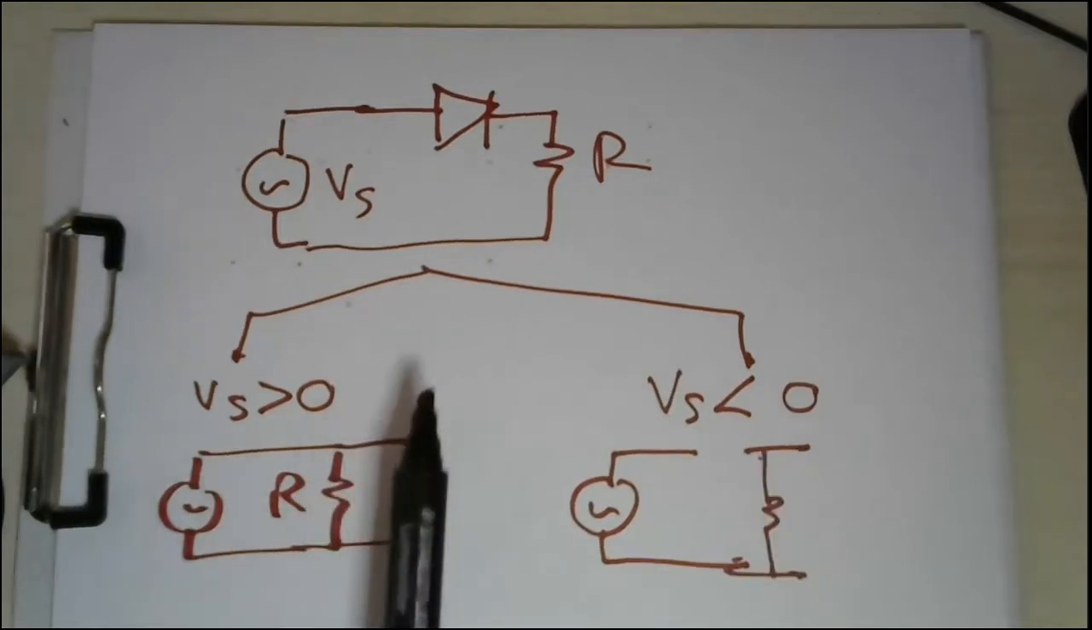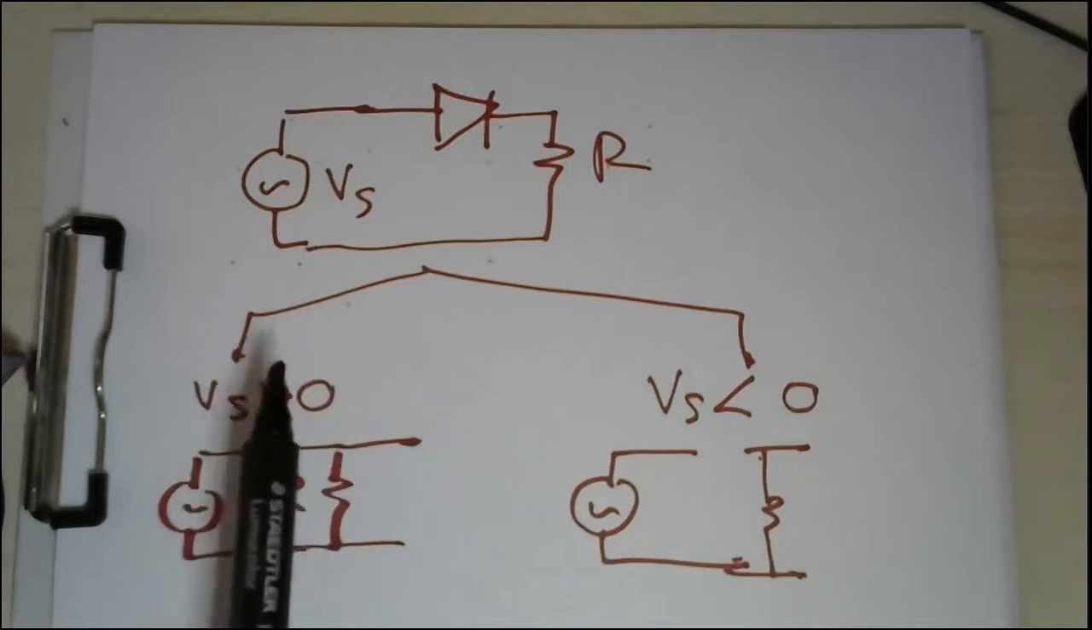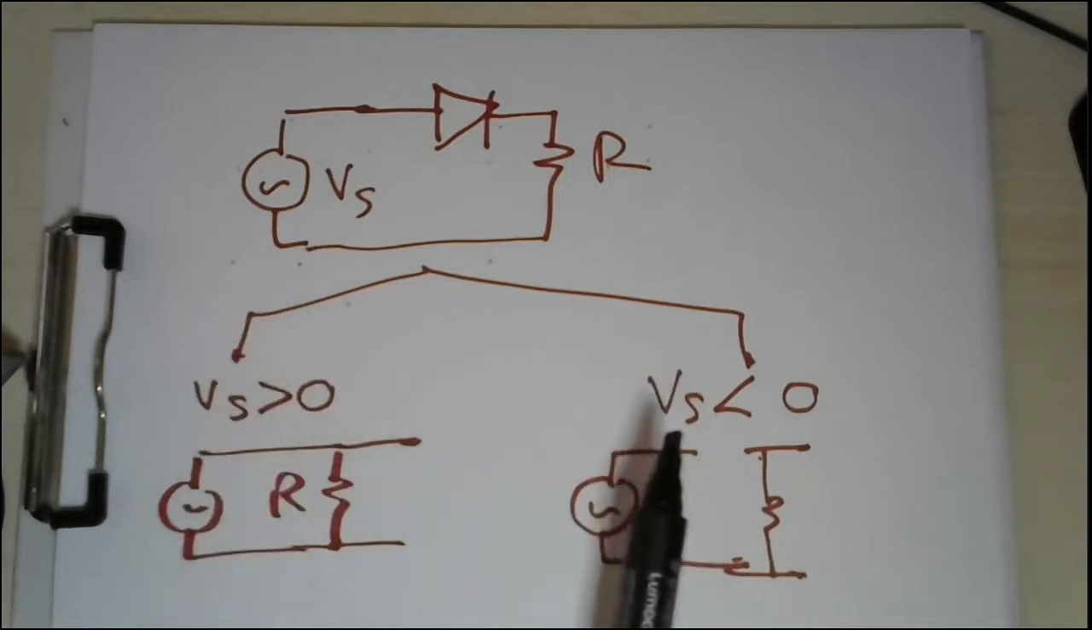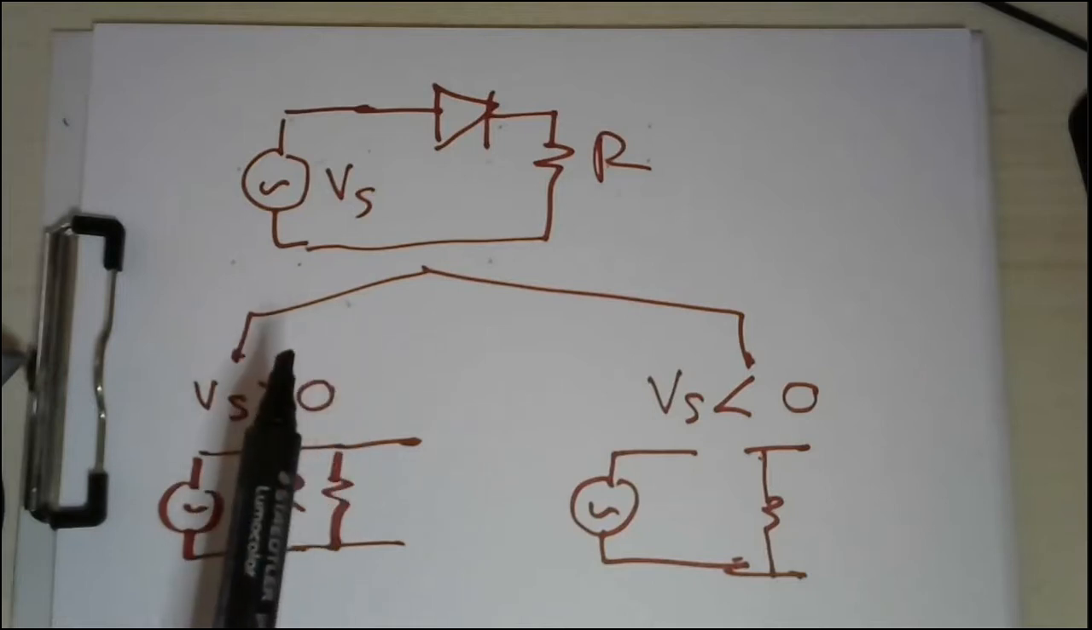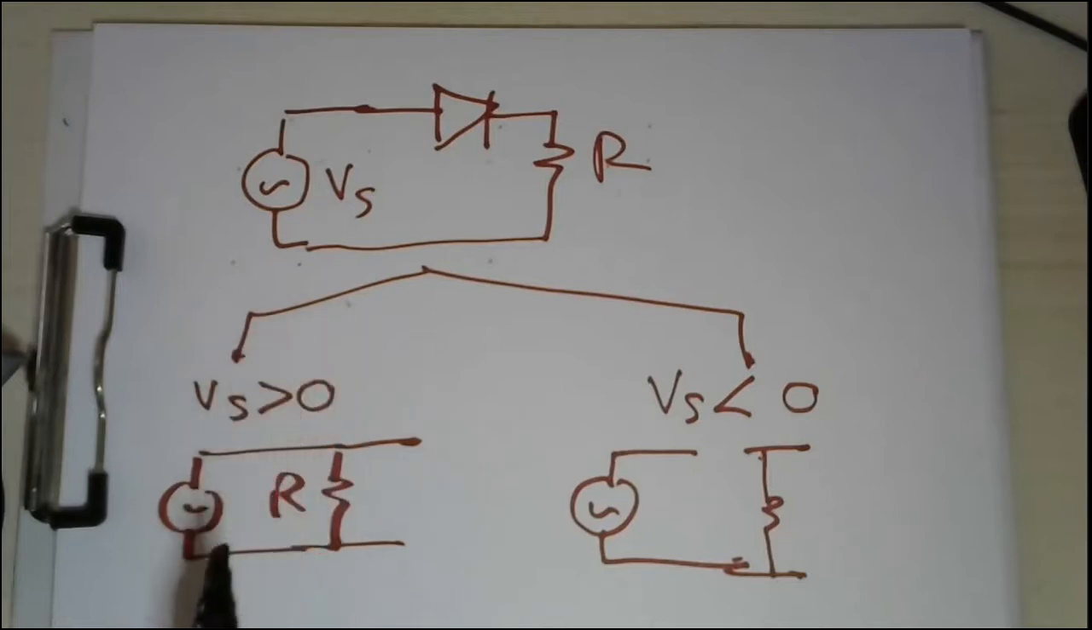So this is the version where the voltage is greater than 0, and this is the version where the voltage is smaller than 0. Of course, when the voltage is greater than 0, then this is a short circuit, and that means that the output will typically equal the input. As you can see here, this is a short circuit, this is a short circuit, so the output and the input are in parallel, and voltages in parallel are equal.